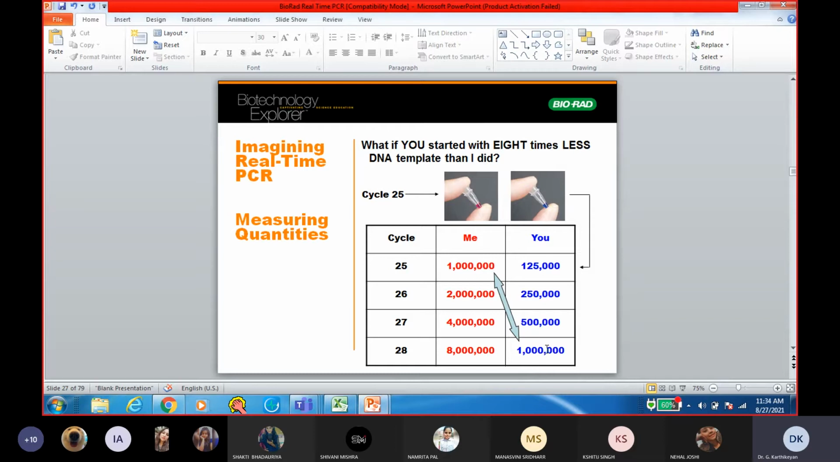So we saw one in which there was too much template, and in this case we are seeing too little of a template. Okay. Can we go ahead? Yes, sir.